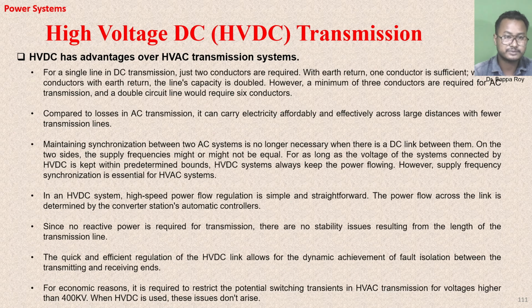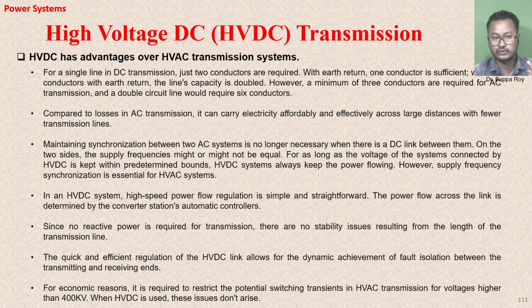over AC transmission systems are as follows. In the advantages, we have not discussed with figures or calculations; we're just giving one paragraph point-wise. If you just read it once, it is not that complex. For a single line in DC transmission, just two conductors are required.